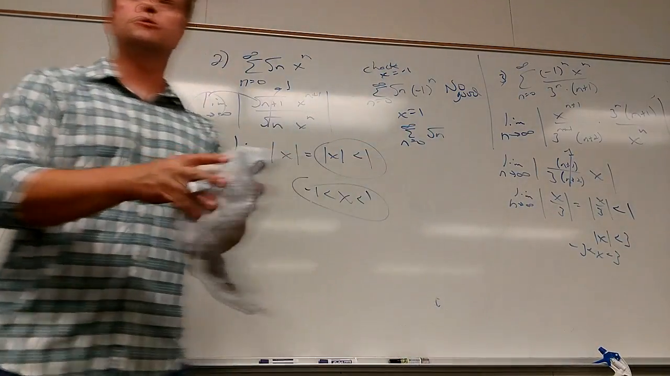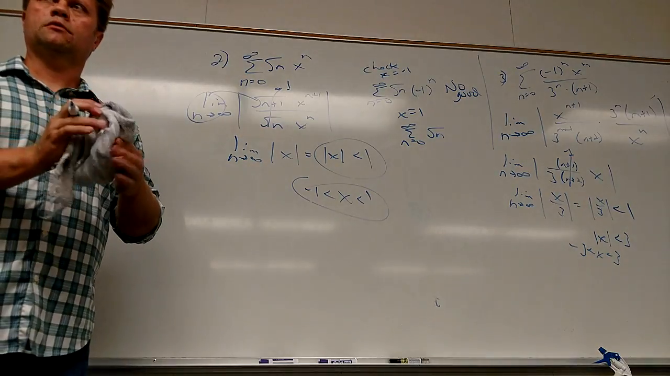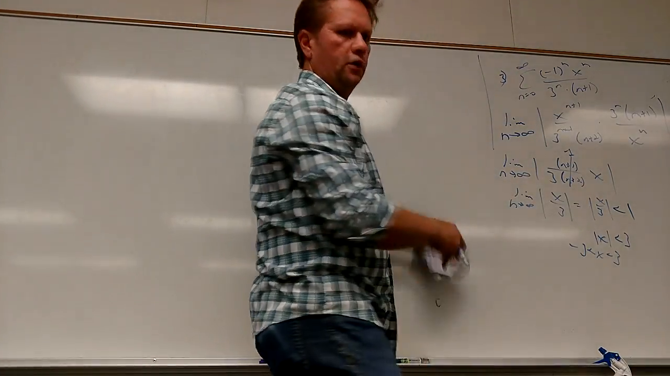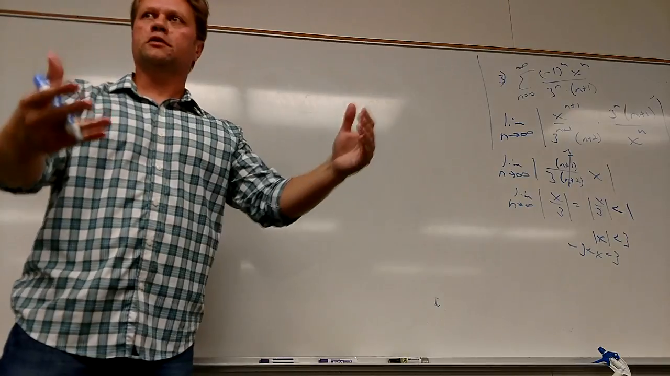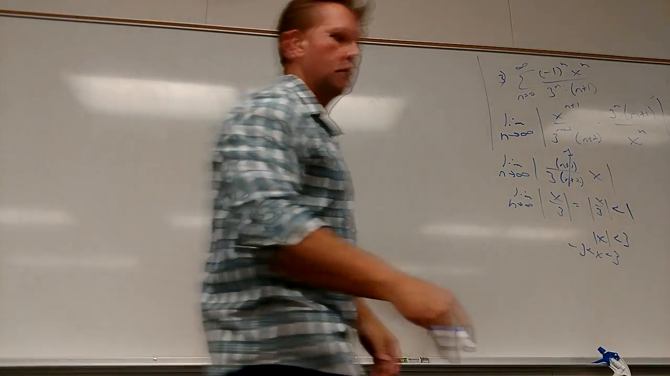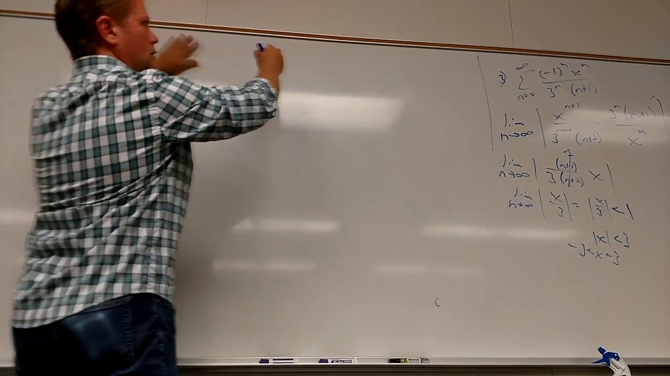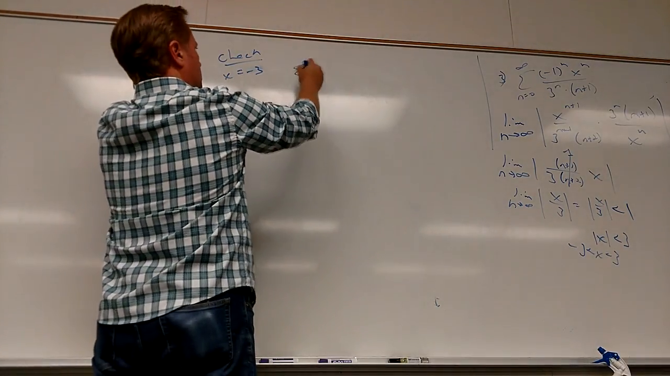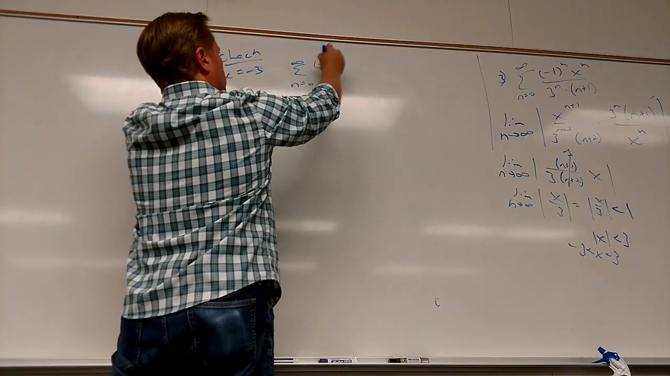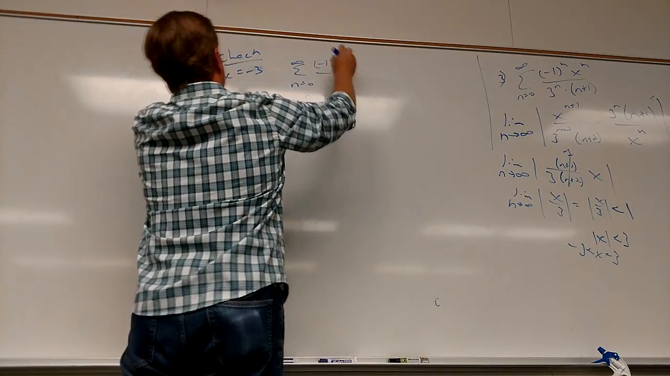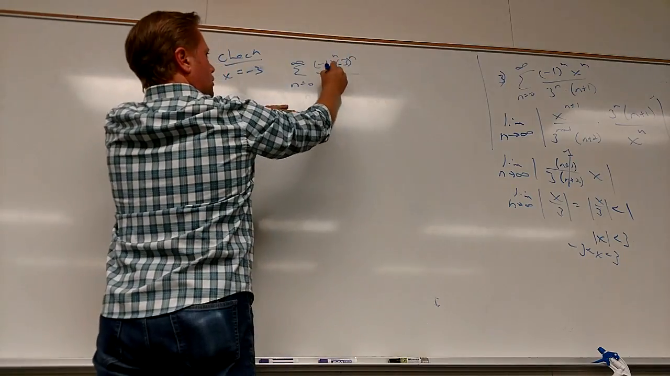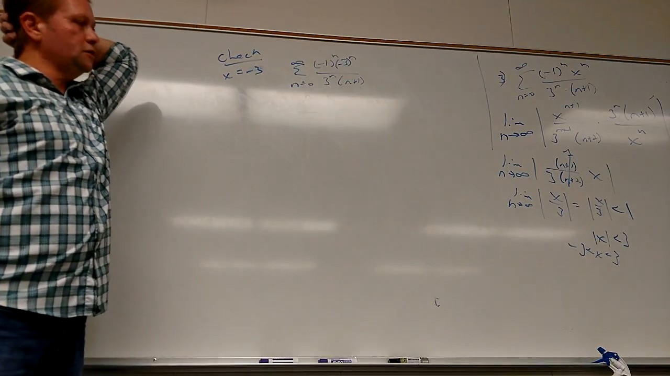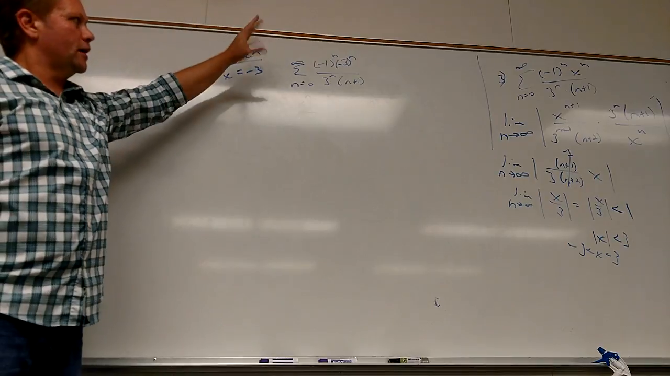And now, of course, I have to check the endpoints to see what they do. So if I check -3, I'm doing this with you because I have another little handout where you're going to be doing some of this yourselves. If I check x equal -3, I get -1 to the n, -3 to the n over 3 to the n, n plus 1. This is kind of nifty. You see how all that kind of shakes out?